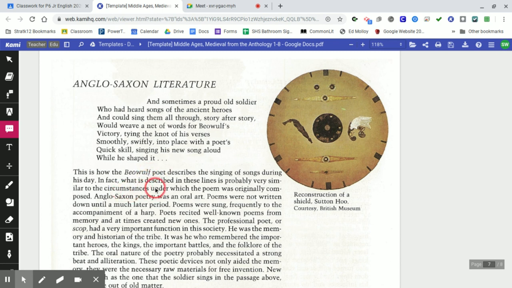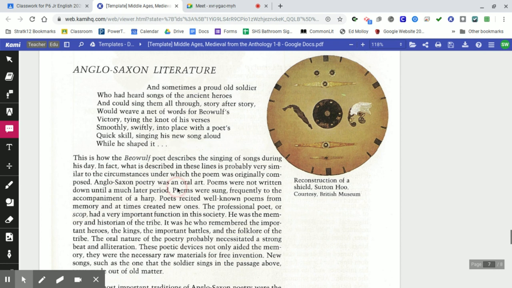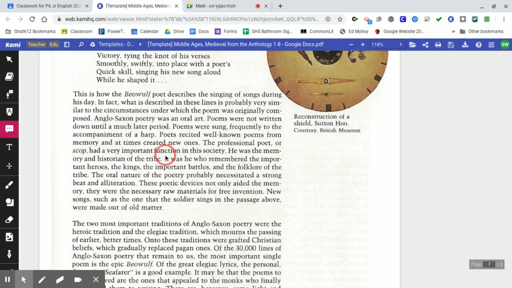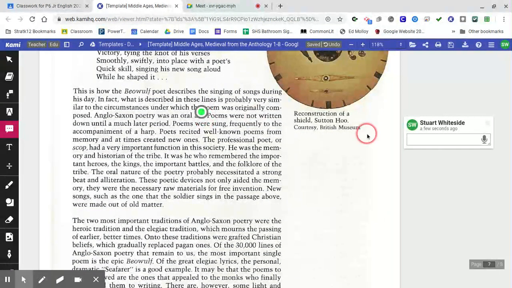This is how the Beowulf poet describes the singing of songs during his day. In fact, what is described in these lines is probably very similar to the circumstances under which the poem was originally composed. Anglo-Saxon poetry was an oral art, okay? Because, of course, when you think about it, they did not have books. In fact, if they did have books, most of them probably couldn't read. So all the stories were told or sung.